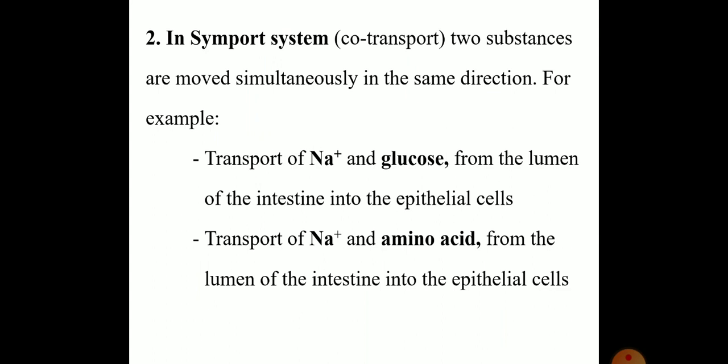The second one is the Symport system. The two substances are moved simultaneously in the same direction. For example, transport of sodium and glucose from the lumen of the intestine into the epithelial cell. In the same way, the transport of sodium and amino acid from the lumen of the intestine into the epithelial cell. So this is a clear-cut example for secondary active transport, where the sodium which has come to the extracellular fluid by active transport is being utilized by the glucose to get into the cell utilizing a carrier protein. So this Symport system is a clear-cut example of secondary active transport.